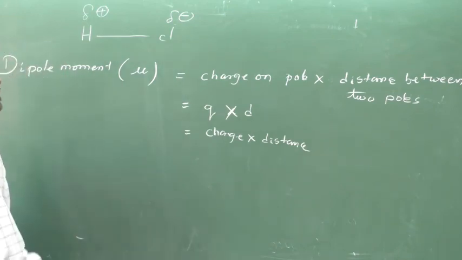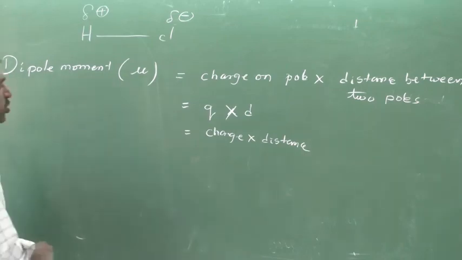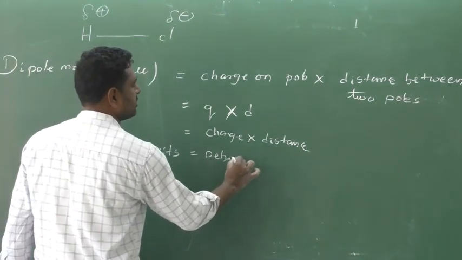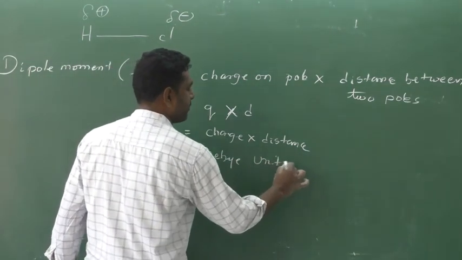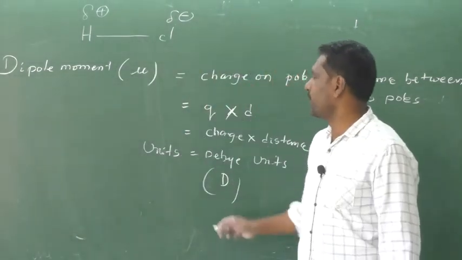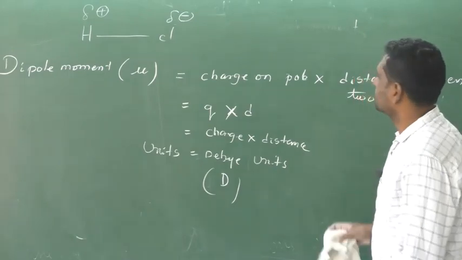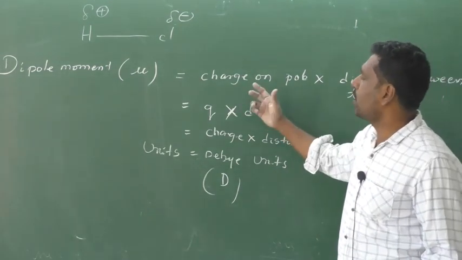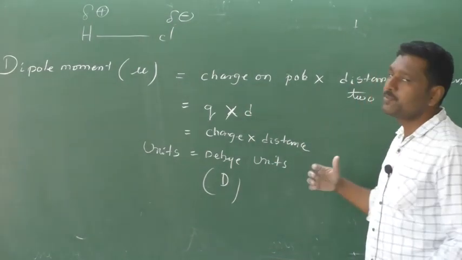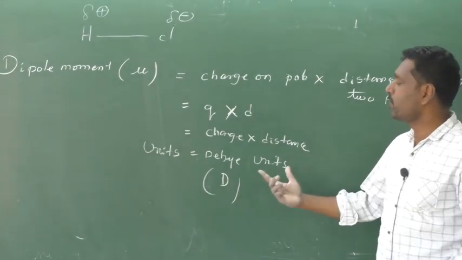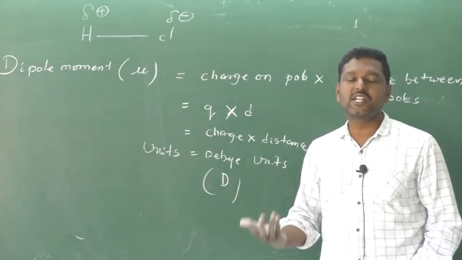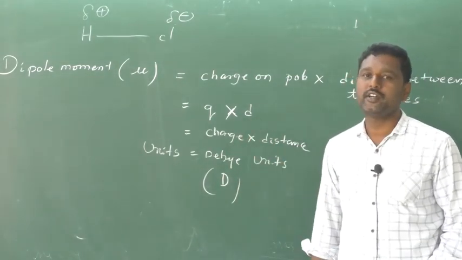It is denoted by m or mu. The units are dipole units. Dipole is denoted by capital D. Here charge is in coulomb or ESU, electrostatic units, and distance is in centimeters or meters. Therefore, the units are charge units into distance units. That is the unit of dipole.